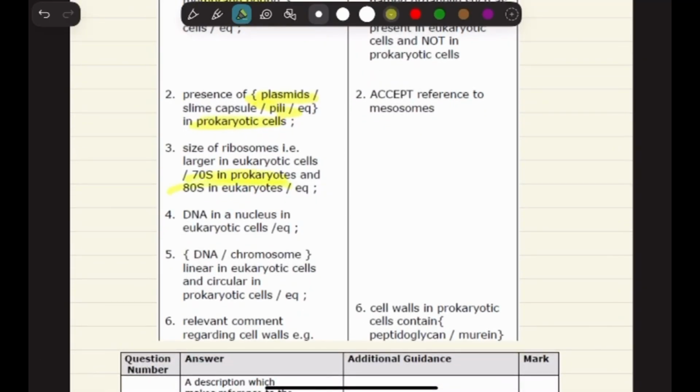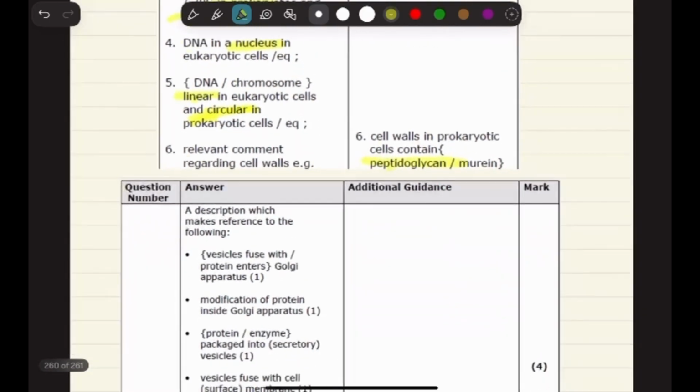We talked about 70S versus 80S ribosomes. We talked about endonucleus versus endocytoplasm. We talked about circular versus linear. We talked about peptidoglycan cell walls. Mirroring is the same thing. And I had to cut off the marking, but you would see cellulose for plant cells as well. That was the first question.